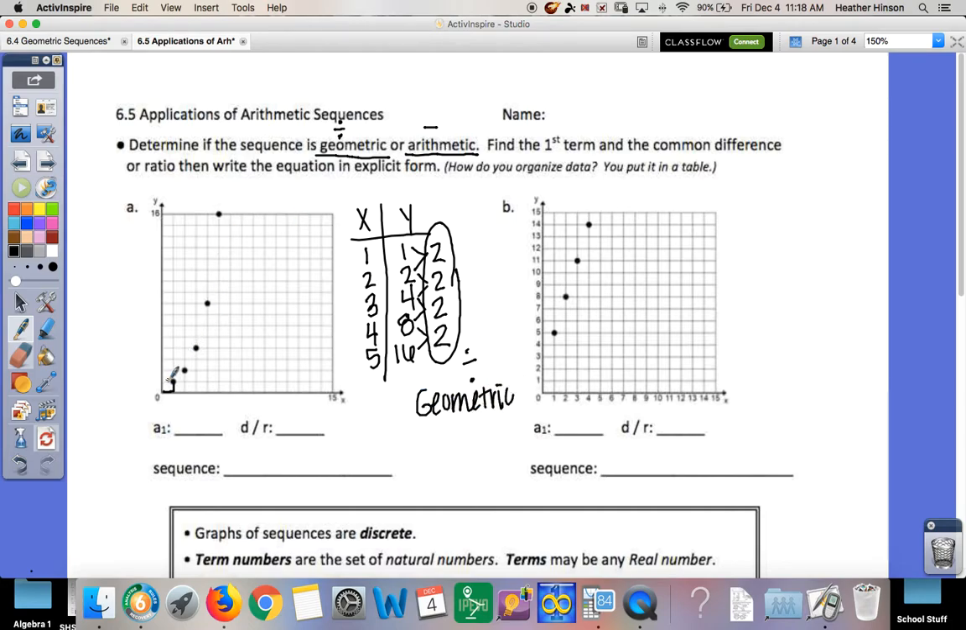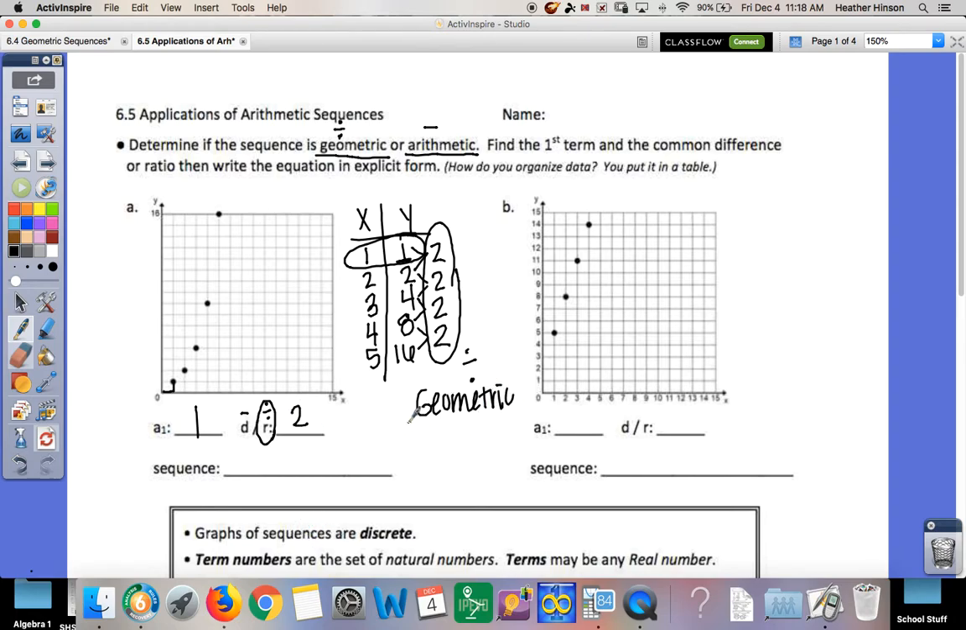Your geometric graphs are going to have a slight curve to them. So what is a sub 1? A sub 1 just means your very first term. What is at 1? Well, at 1, we have 1. Because it's geometric, does it have a difference or a ratio? Difference means subtract. Ratio means divide. Which one did we do? We divided. So this is a ratio. And what was that number for the ratio, the value? That number was 2.